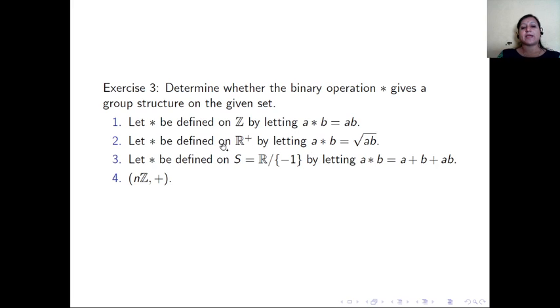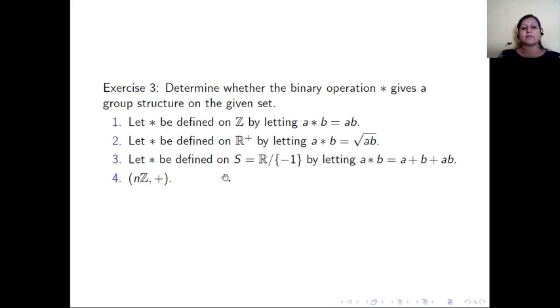Then define star on R plus by letting a star b is equal to square root of ab. Then you can verify whether all properties are satisfied here. Here remember, this is R plus, so non-zero real numbers are there. Only non-zero real numbers are there. Then you can check whether all properties are satisfied and determine whether it is a group.